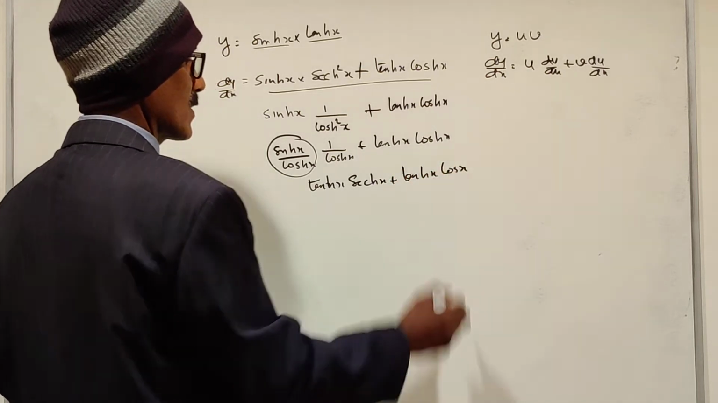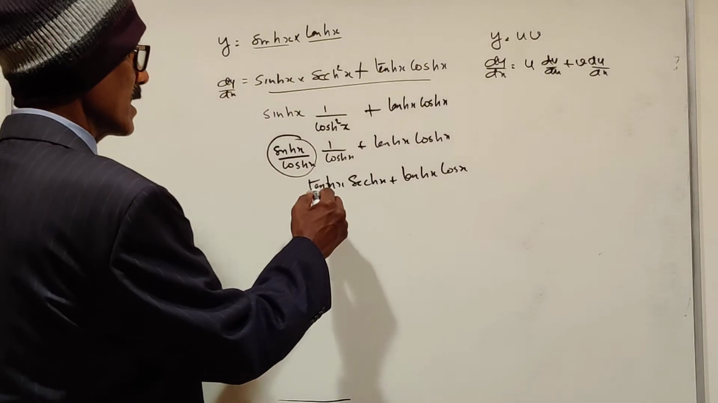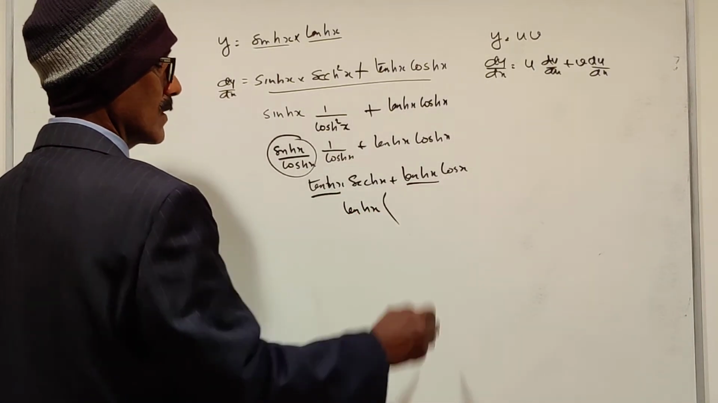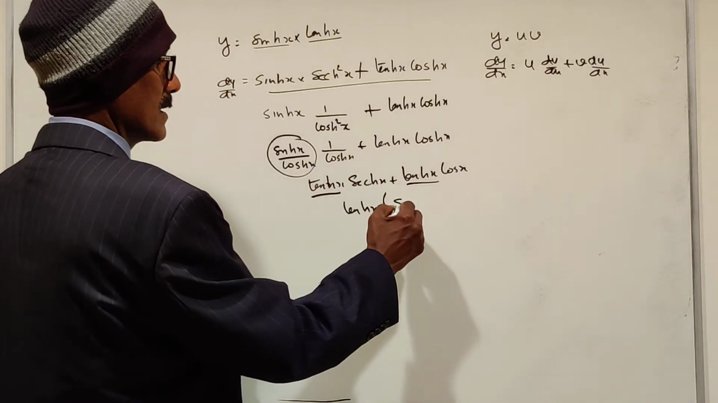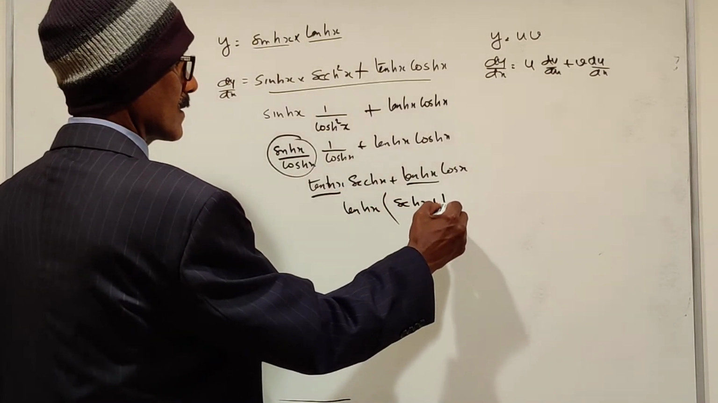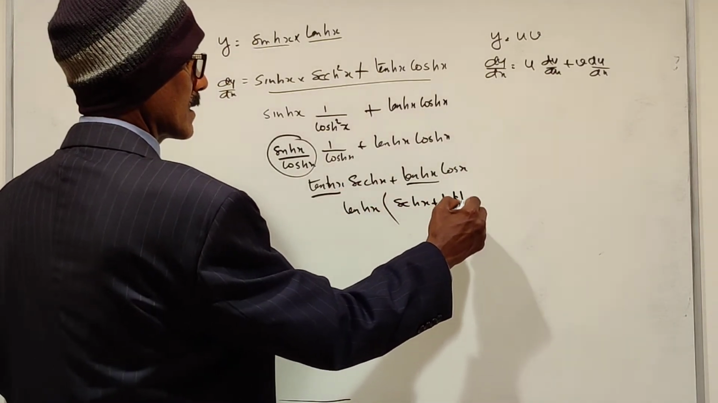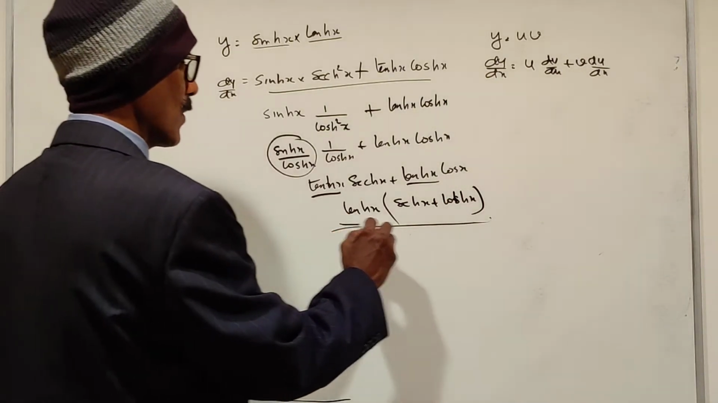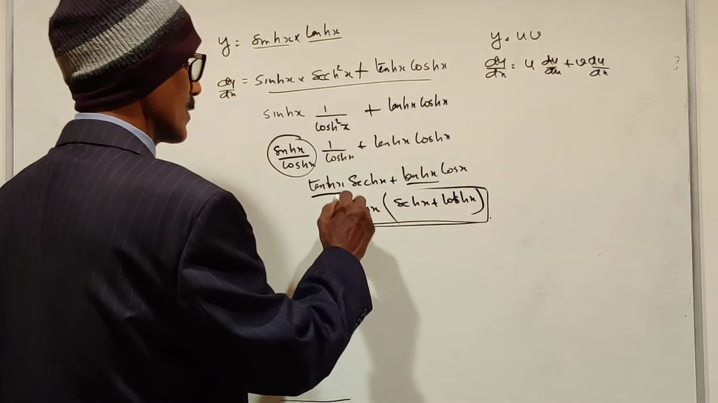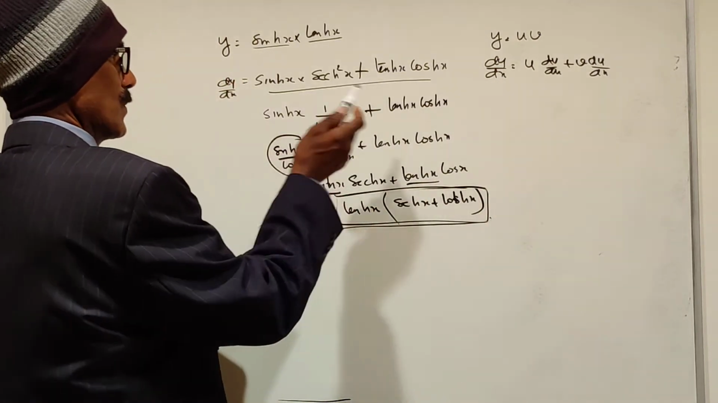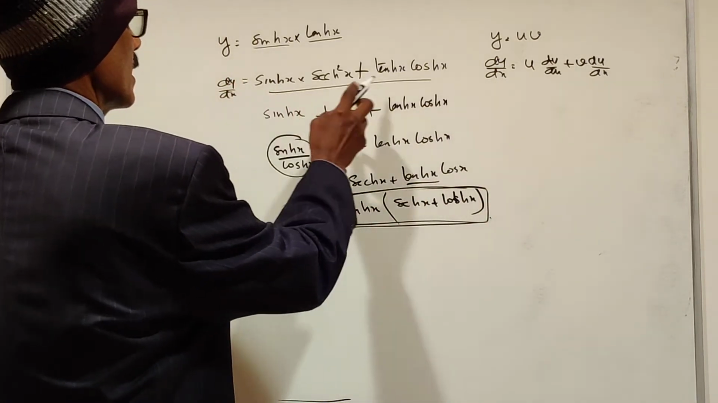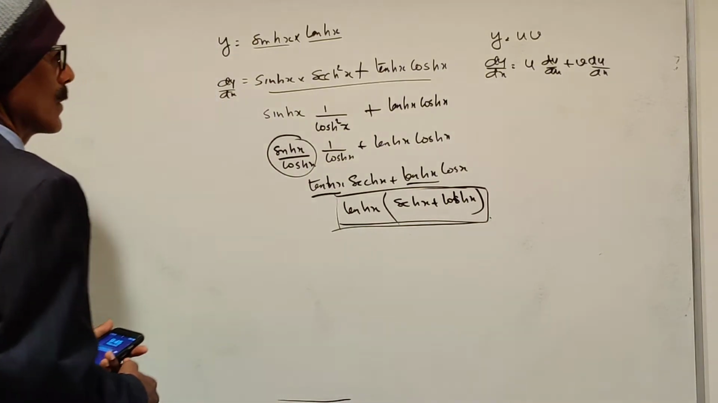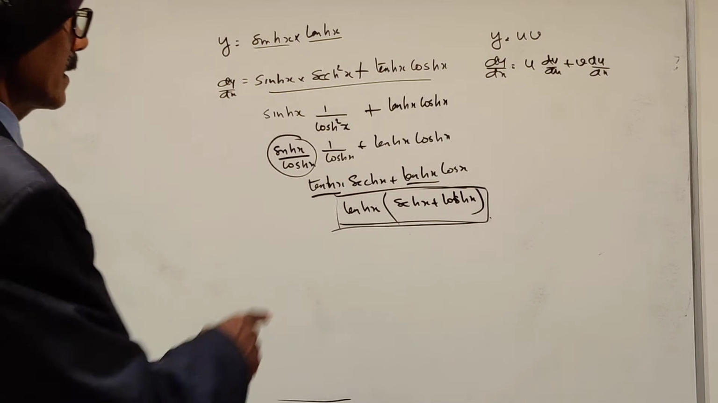Next, we can take out tan hx as a common factor: tan hx times sec hx plus cos hx. So this is a good form. If you write this somewhere here, you get the full point. Okay, this is the answer.